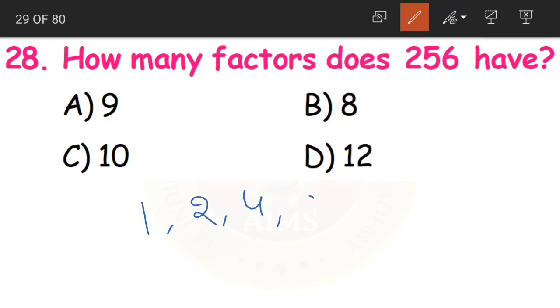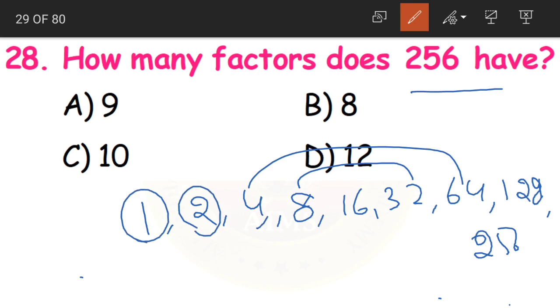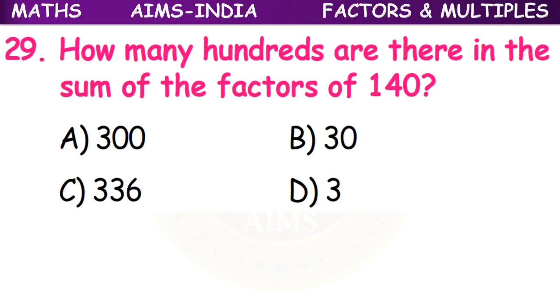1 2 4, what did we get? 1 2 4 8 16 32 64, and then 8 32s are 256. Then 64. Then 128, I believe. 128 and 256. These are all the factors of 256. Now how many are these? 1, 2, 3, 4, 5, 6, 7, 8 and 9. So option A, 9 becomes our correct answer. 256 has 9 factors. Coming to the next one.